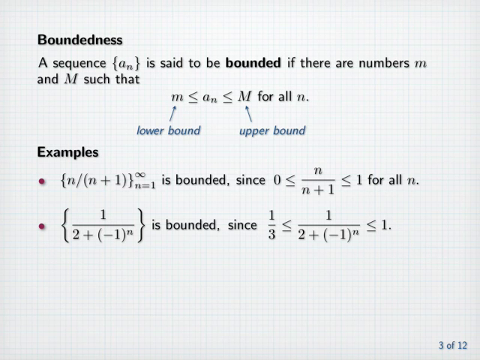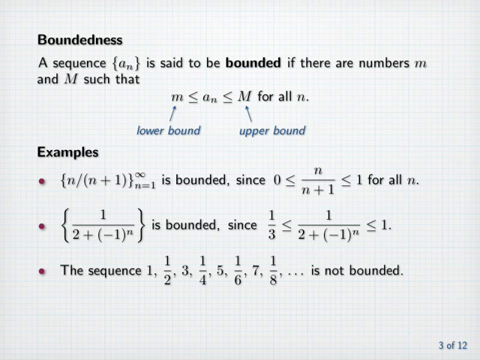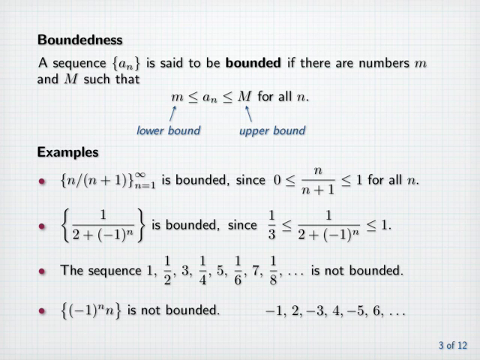The sequence 1, 1/2, 3, 1/4, 5, 1/6, and so on is not bounded. Notice that the sequence has a lower bound. In fact, every term is greater than or equal to 0, but it has no upper bound. The sequence minus 1 to the n times n is not bounded. Notice the terms here are minus 1, 2, minus 3, 4, minus 5, 6, and so on. And so this sequence has neither a lower bound nor an upper bound.